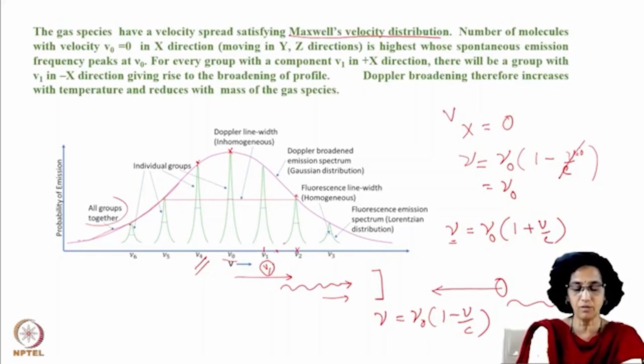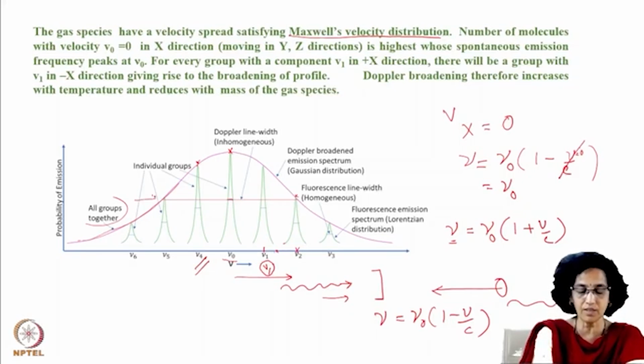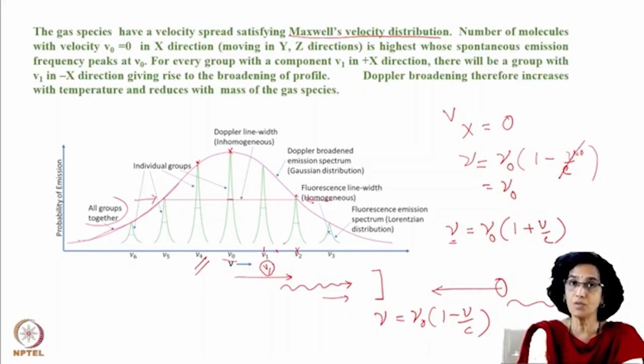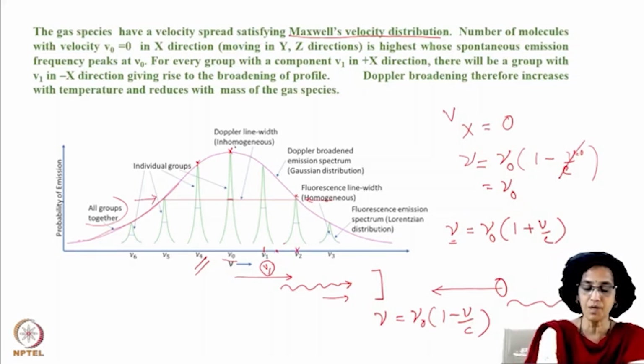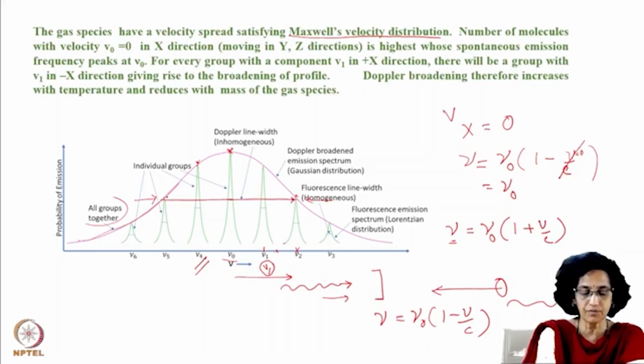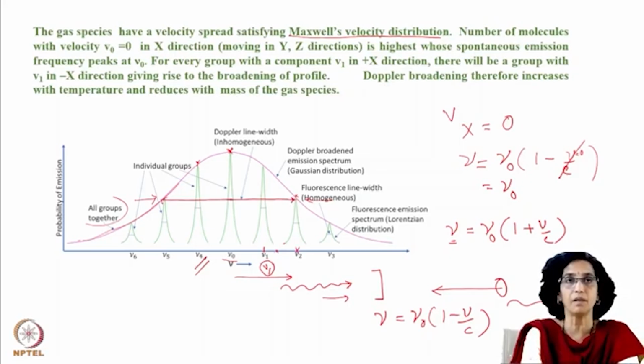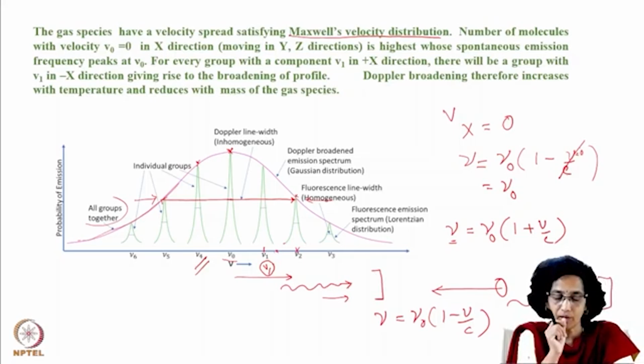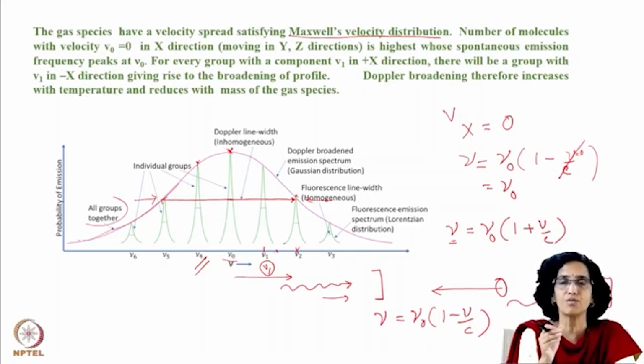Now, while this would be the homogeneous width, the total width now is somewhat like this. If you think of full width at half maximum, you know what is full width at half maximum, no? If this is the peak, then what is the spread at half of that? So this will be the total frequency spread of this particular ensemble. This is called inhomogeneous broadening, and Doppler broadening is one very common reason for inhomogeneous broadening.